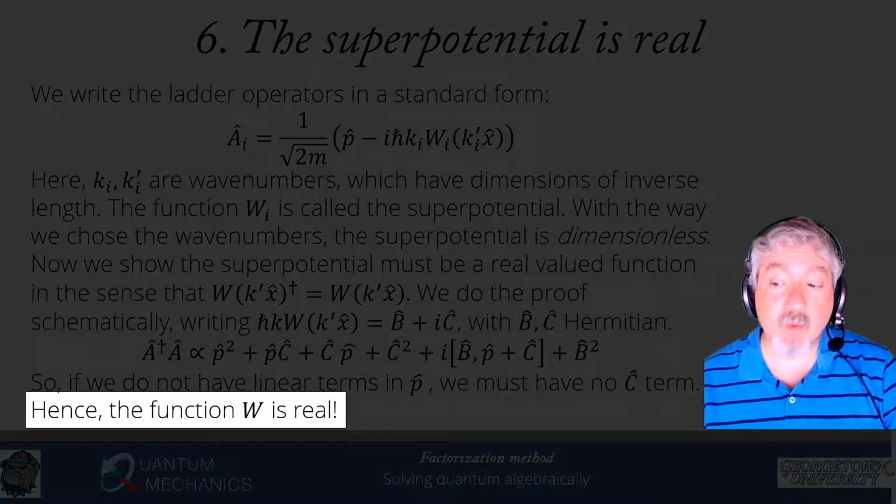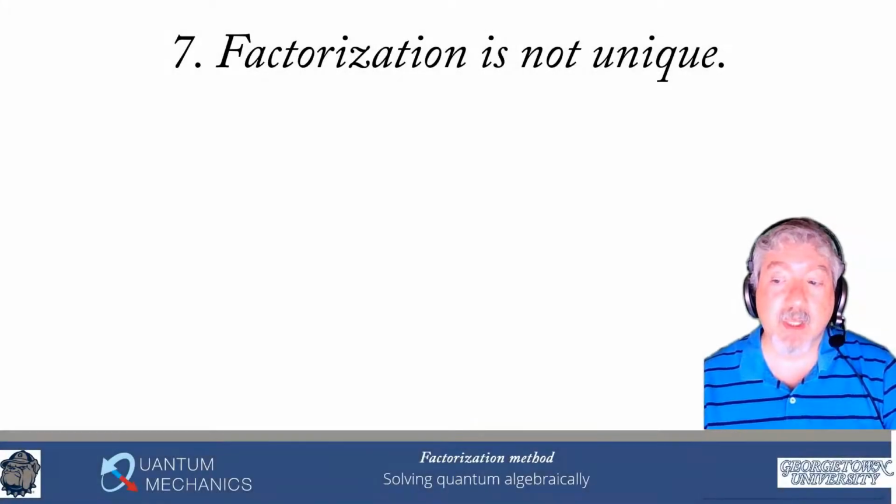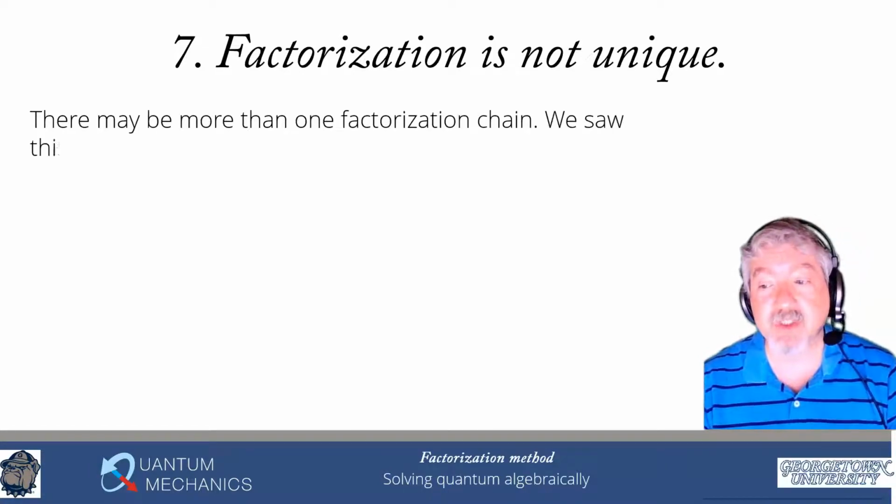But in the cases that we're looking at, we don't have that. And so our function W is going to be a real valued function. Now, the next thing I want to tell you is that factorization is not unique. There may be more than one factorization chain.